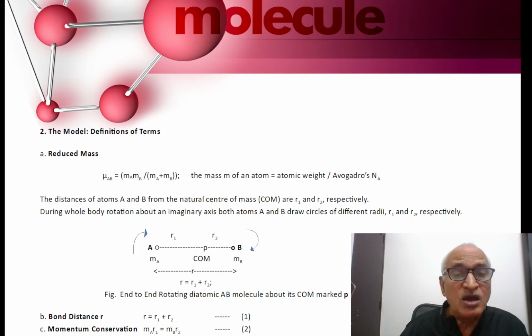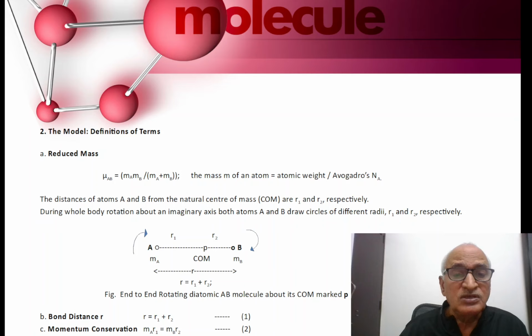Because R1 and R2 are imaginary quantities. We don't know where the center of mass of the molecule lies. Therefore, we must remove these quantities which cannot be measured. We cannot measure R1 and R2 by any means.